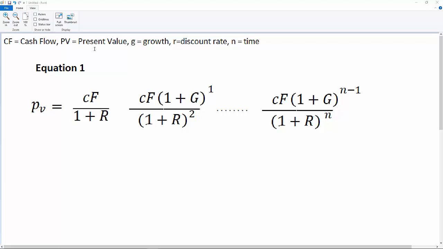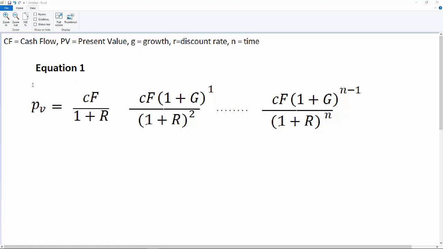R is the discount rate. The easiest way to think about it is, let's say the discount rate was inflation. If inflation is 2% and you have $100, what is $100 worth next year? So $100 next year is worth $100 divided by 1.02, or it would take you $100 times 1.02 to purchase the equivalent amount of money. So it will basically take you $102 to purchase next year what it costs $100 today. And the last variable is time, which is n.